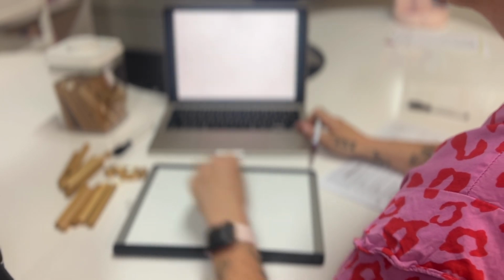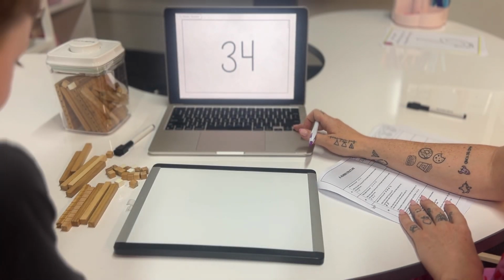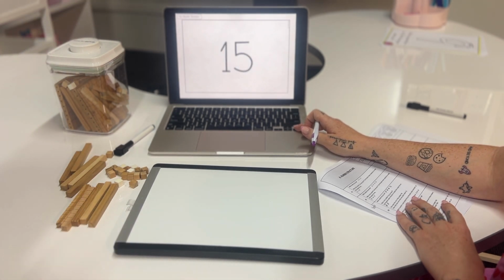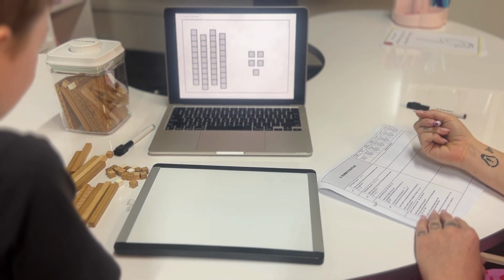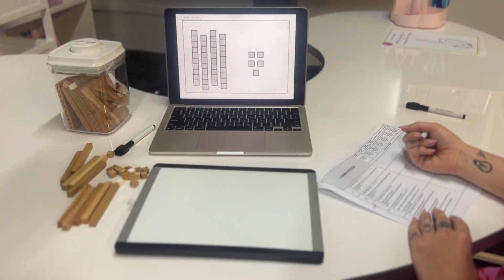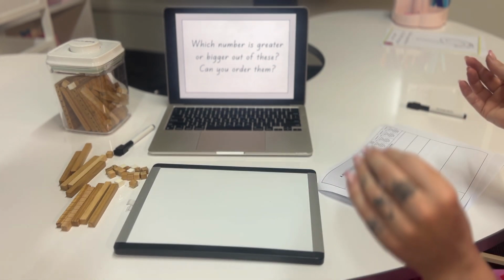All right, and this one here, how many tens? How many are in the tens for this one? 3. How many are in the ones? 5. What is this number? 45. Great work.